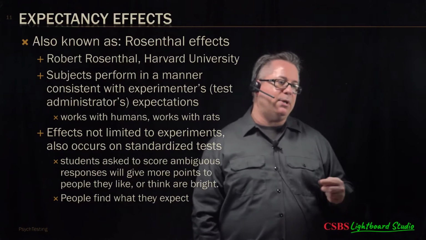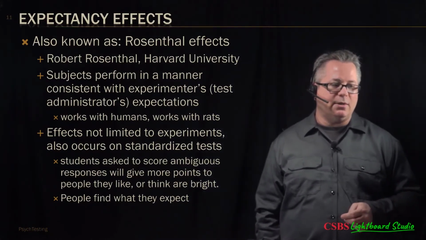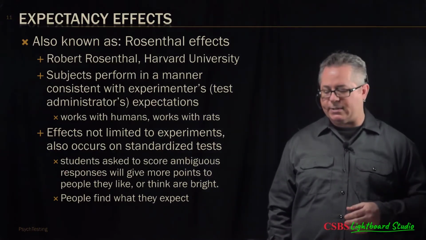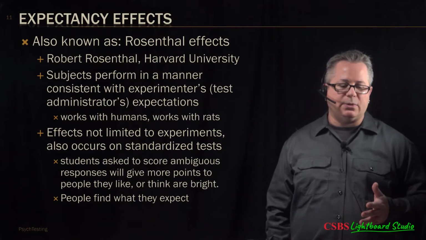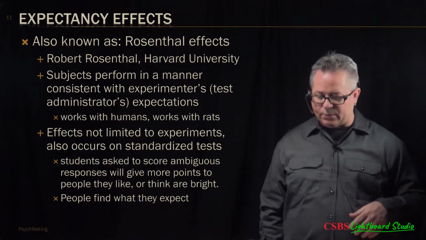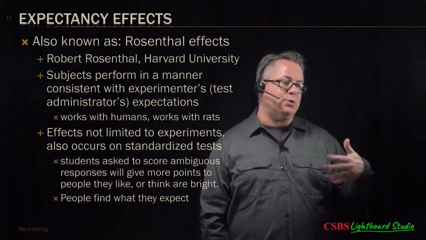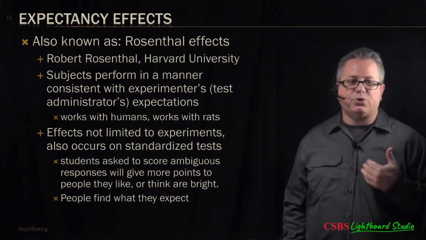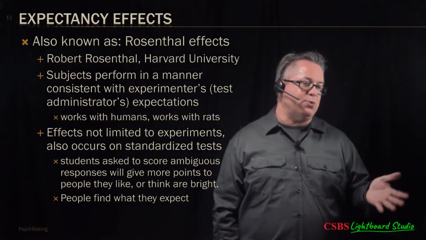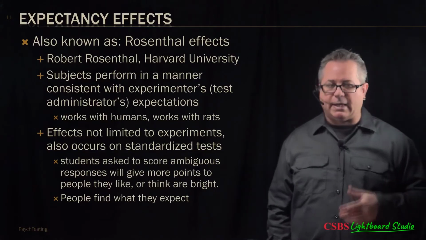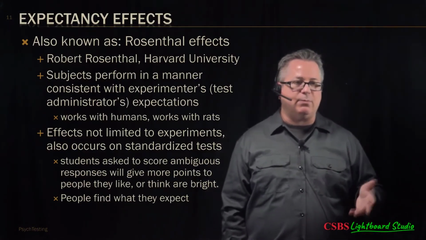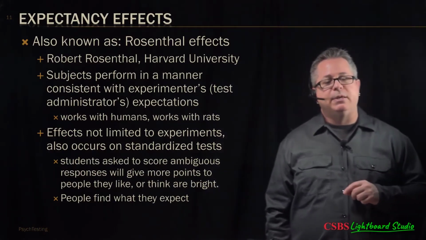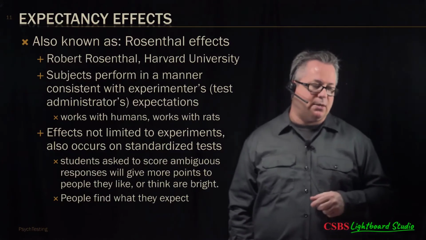Students asked to score ambiguous responses will give more points to people they like or think are bright, and people will find things that they expect. So one of the things that I typically do, and it's true of this course as well, is that when I go to grade, knowing that this is true, knowing that my own biases, even if I'm not aware of the bias, may make me score things differently because of who it is I'm scoring. If I like a student, I may inadvertently score them easier or give them points for things. If I don't like them, I may end up being stricter or harsher on them. So I make sure I grade anonymously.